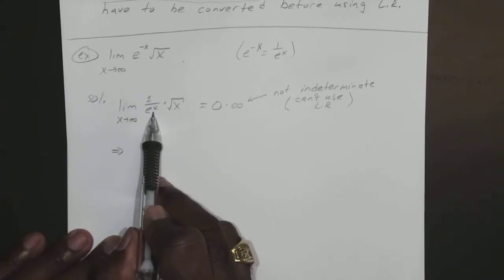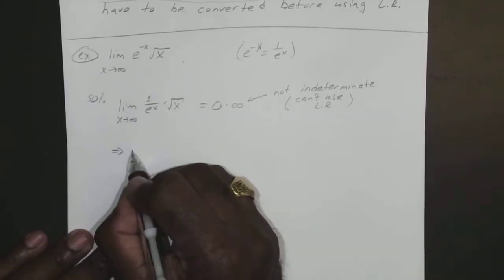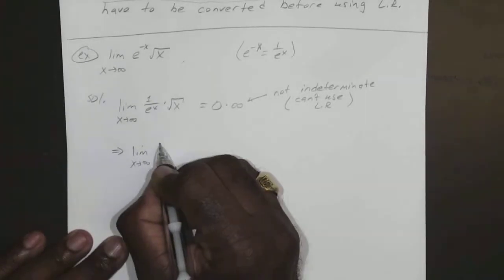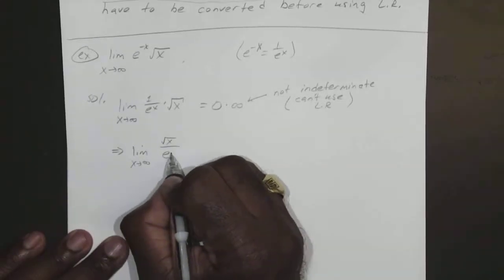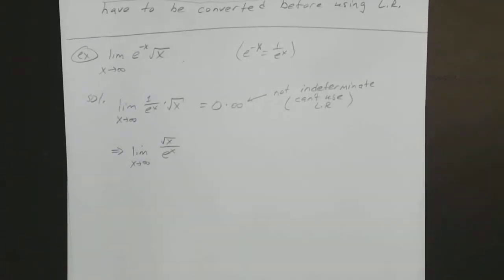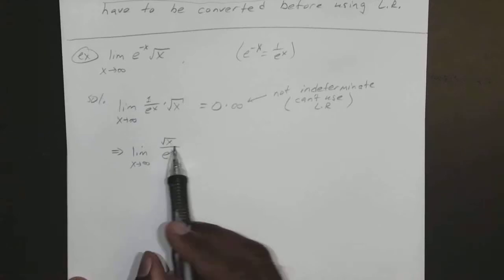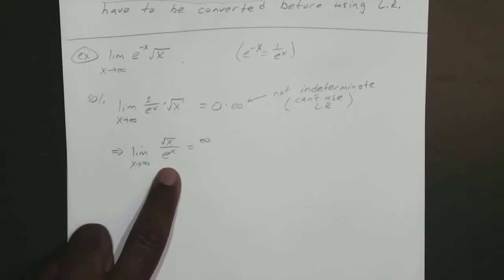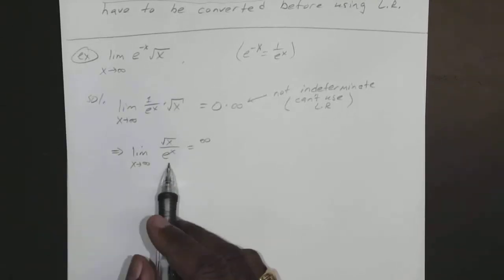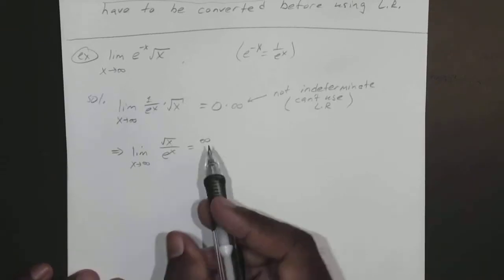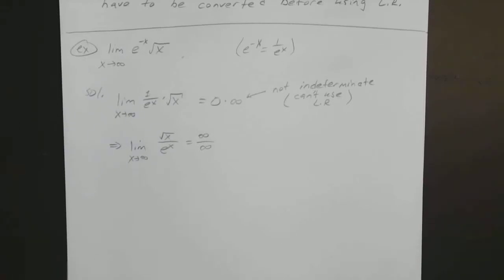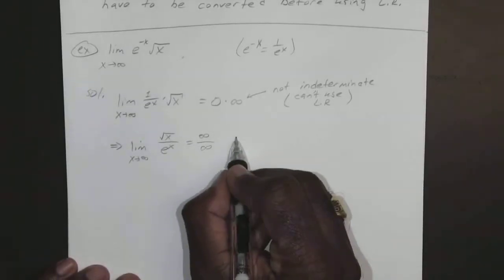So instead of 1 over e to the x times square root of x, we make it, and sometimes it's just a little change, square root of x over e to the x. That little change makes all the difference in the world. Because as x gets bigger and bigger and bigger, your numerator gets bigger and bigger and bigger. And here, as x gets bigger and bigger, this doesn't go towards 0. This just keeps getting bigger and bigger and bigger. Okay, which is an indeterminate form, so now we can use L'Hopital's rule.